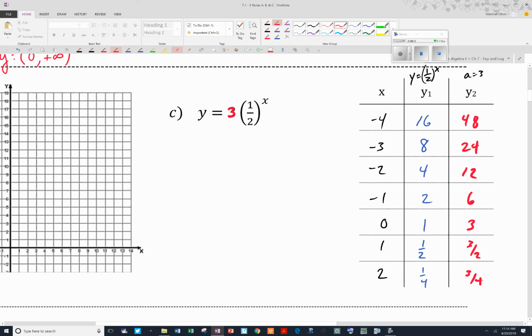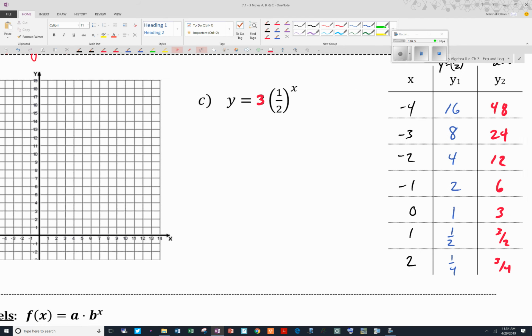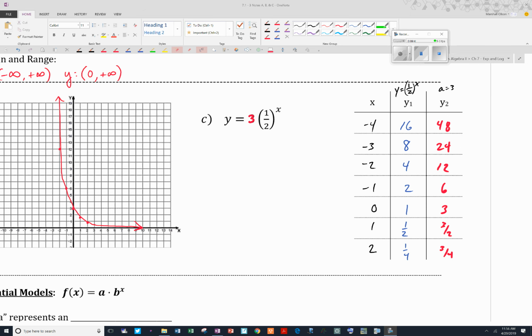Now this is the only thing we're graphing here. This is the only one we're going to graph. So I'm going to graph pretty much just these values right there. Take a second, go ahead and graph those. All right, so that's the graph that I have there. I just plotted those values.